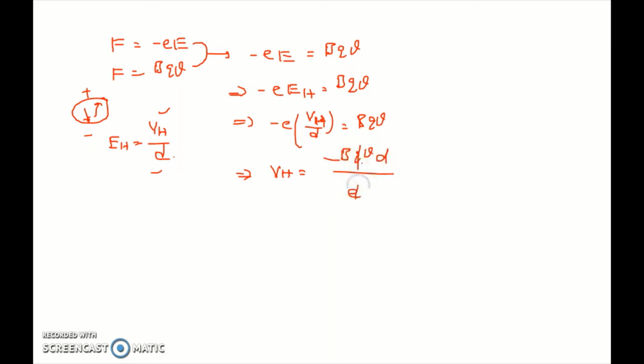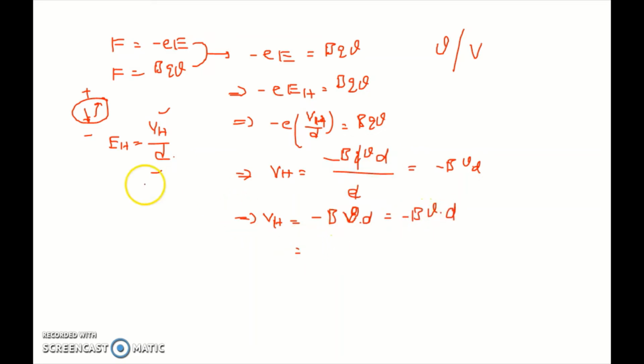Both Q and e are representations of the charge of an electron, so I can cancel both of these. So now I got VH is equal to minus B into v into d. So now I got the Hall voltage or Hall potential is equal to minus B into v into d. Don't get confused: I'm representing the velocity as a small v and the potential difference as a capital V. So now the Hall potential is equal to minus B into v into d.